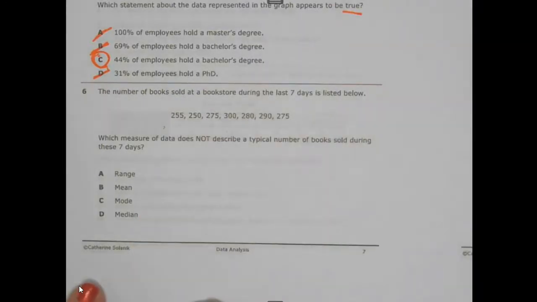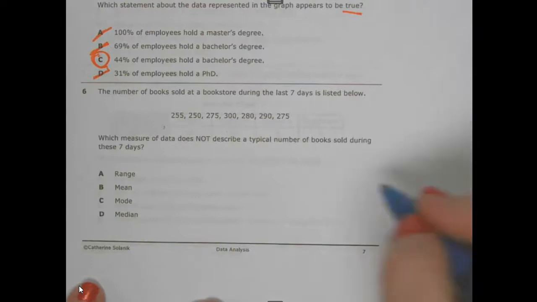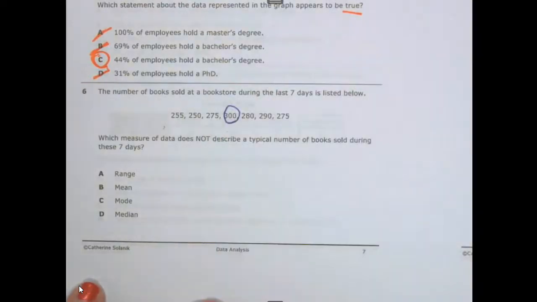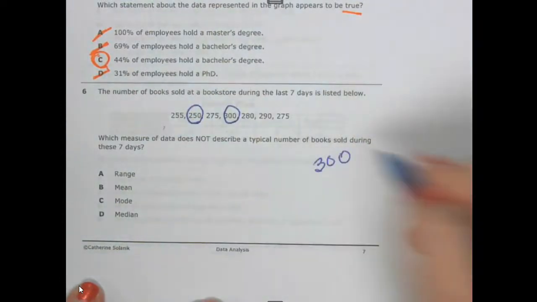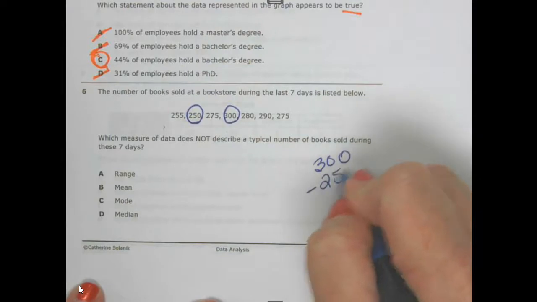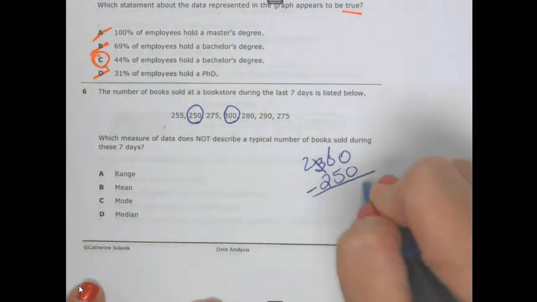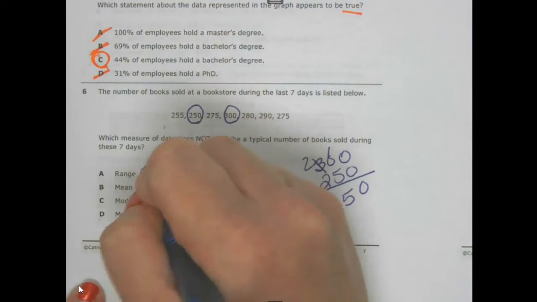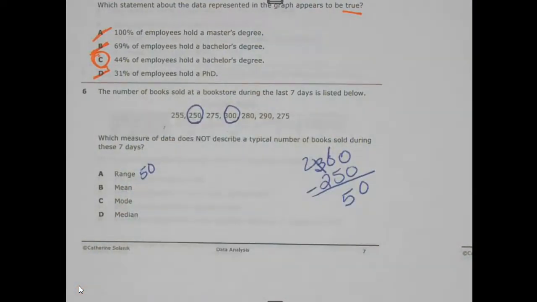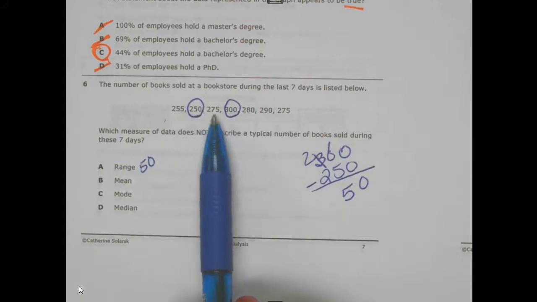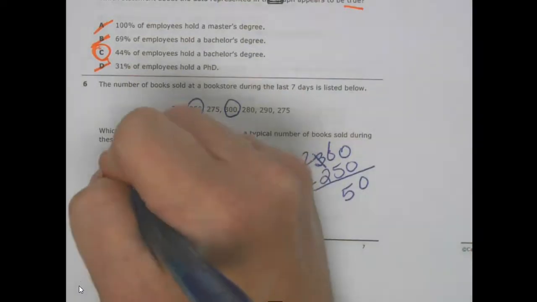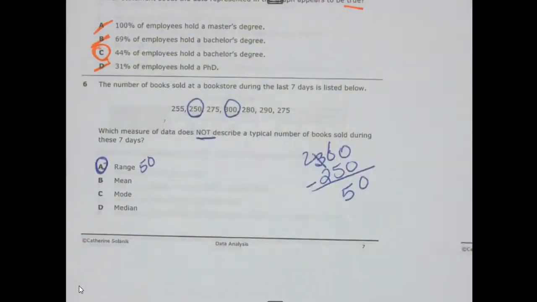Range is when you take the biggest number and subtract the smallest. My biggest number is 300. My smallest is 250. 300 minus 250 gives me 50. Would it be reasonable to say that you sold about 50 books a day, when in reality you showed 255, 280, 275? So this is not true, because they sold a lot more than 50.